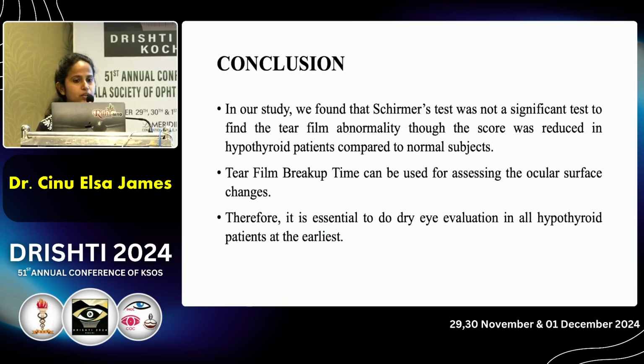Now coming to the conclusion, in our study we found that Schirmer's test was not a significant test to find the tear film abnormality, though the scores were reduced in the hypothyroid patients compared to normal subjects, but the tear film breakup time can be used for assessing the ocular surface changes. So therefore it is essential to do dry eye evaluation in all hypothyroid patients at the earliest.